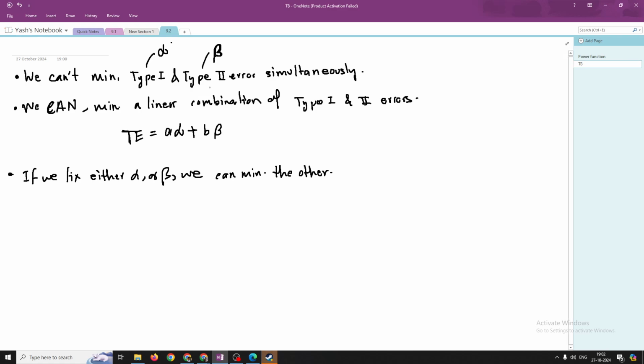If you fix alpha or beta, you say, okay, the probability of type 1 error should not be more than 5%. So you fix it at 5%. Then you can minimize beta accordingly. So you can have a test which has a maximum probability of type 1 error of 5%, and corresponding to that, whatever minimum type 2 error that you can achieve. So you can find a test like that. That is basically the Neyman-Pearson lemma, which is NP lemma.